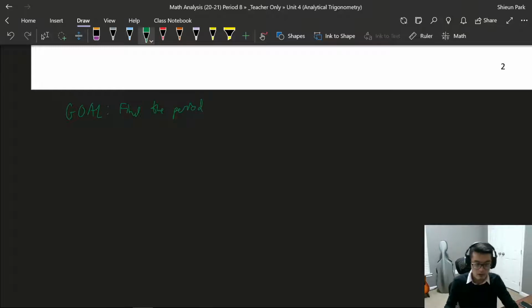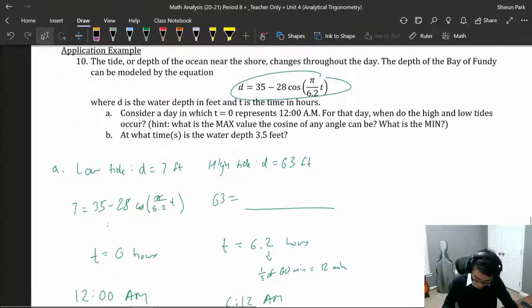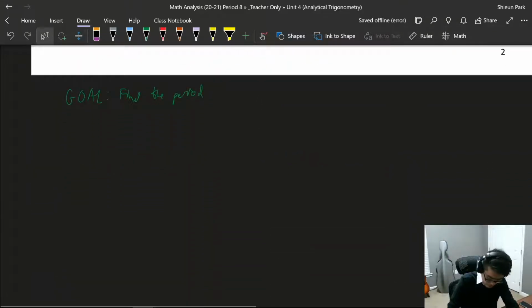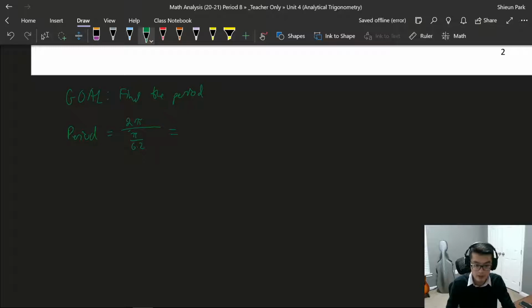In order to find the period, we first need to figure out where exactly the period comes from. If we recall things that we did from the aspects of trig functions and graphing, this part right here, the b value, determines the period. So the period is equal to 2 pi, the original period of a sine or cosine function, divided by that b value. Remember that b value was, I think, pi over 6.2.